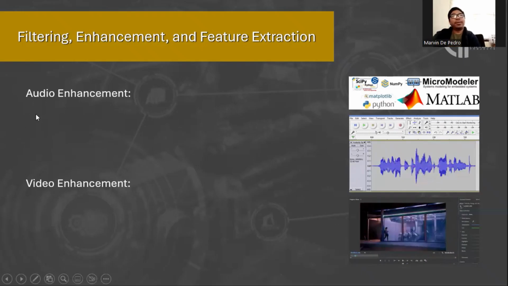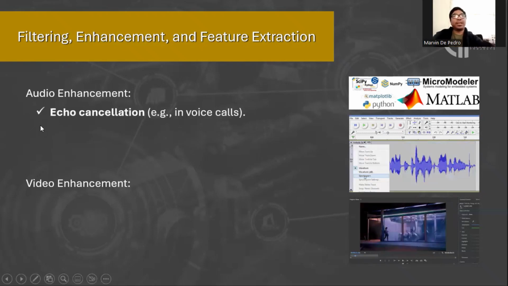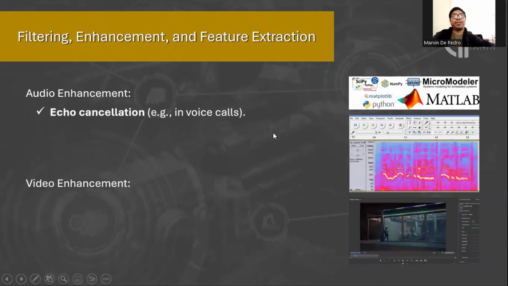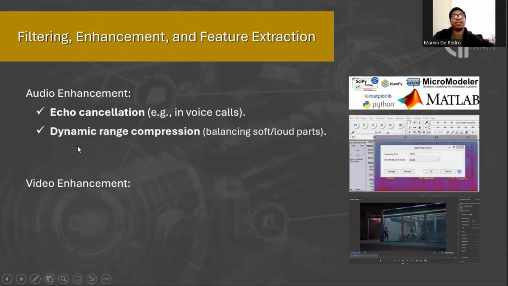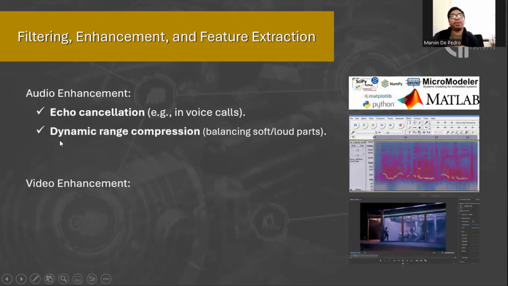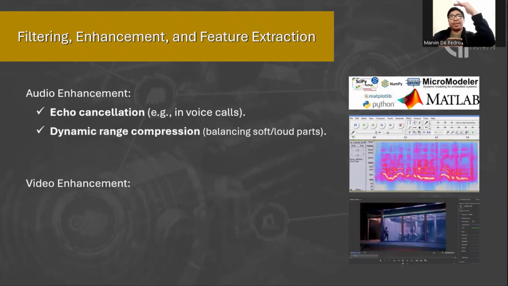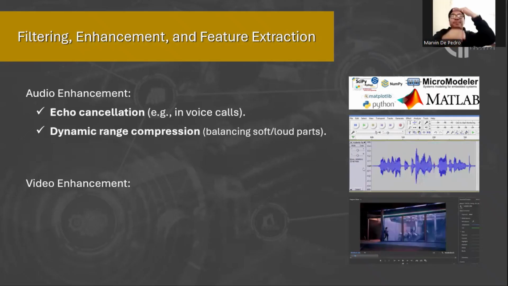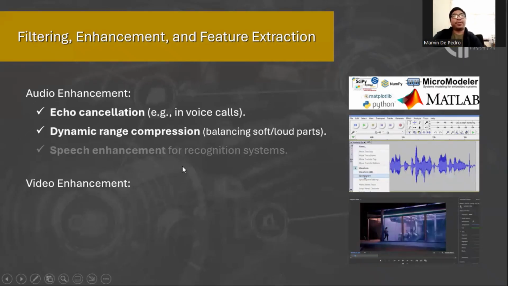Okay, so enhancement. What enhancements can we do? For example, we can cancel echoes, so make use of filters to cancel echoes. Or we can adjust our compression part. So it's no longer about filters. We can adjust the dynamic range. When we say dynamic range, it's the distance between the highest peak and the lowest peak. So we can either narrow the gap or widen the gap, so that we can balance the soft and loud parts of our audio.